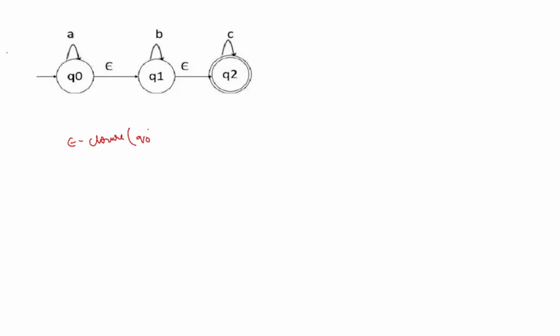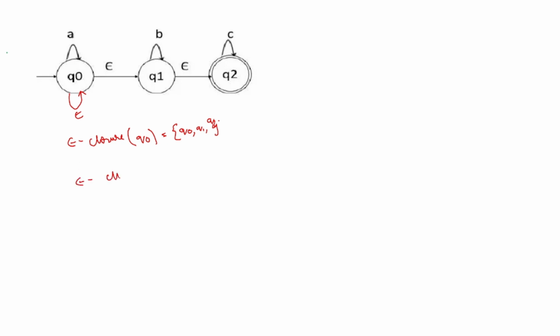of Q naught is the set of all states where we can reach using an epsilon. So we can also have an epsilon like this, we can do a self loop for everything. So Q naught, and also there is an epsilon from Q naught to Q1. So Q1, and from Q1 you can also go to Q2. So from here there's an epsilon and also an epsilon here. So Q2. So these are the epsilon closures for Q naught.